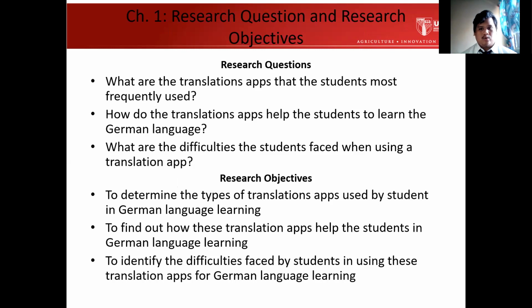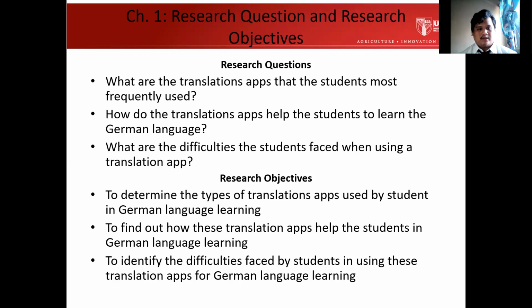Now for the research questions, there are three research questions for this study. The first one is, what are the translation apps that the students most frequently use? Question number two, how do the translation apps help the students to learn the German language? And number three, what are the difficulties the students face when using a translation app? All of this will be answered in the findings section.